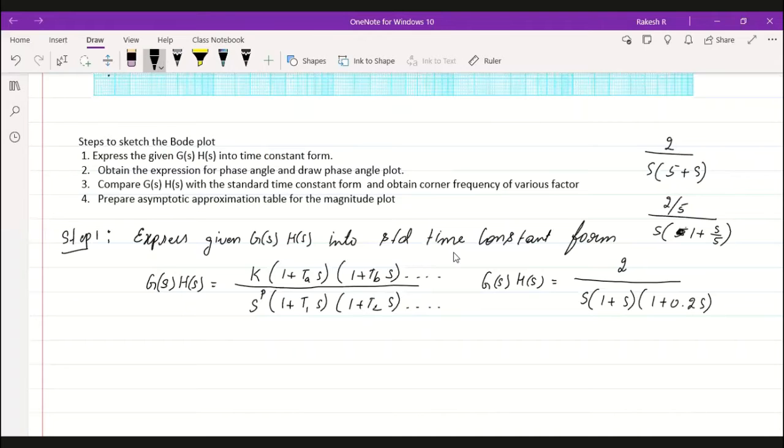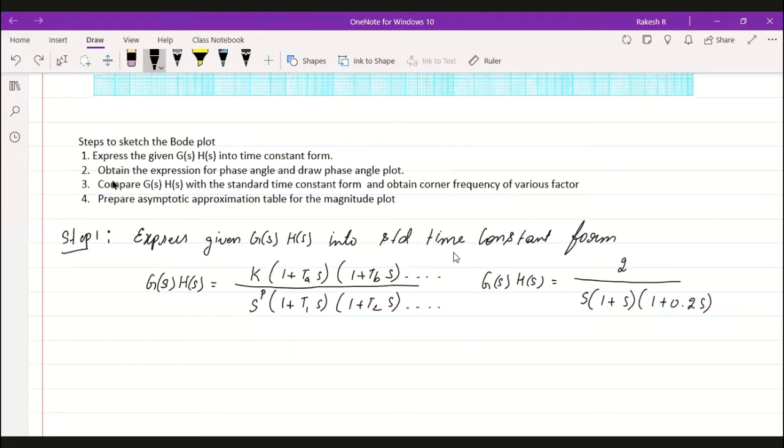You need to convert that into the standard time constant form. This is how you need to convert the given question into standard time constant form, that is 1 plus TAS. In this form only you need to convert it, right? Now when I compare this question with the standard time constant form, it is already in the same standard time constant form, so I need not convert it here, right? Now the step number 1 is done.